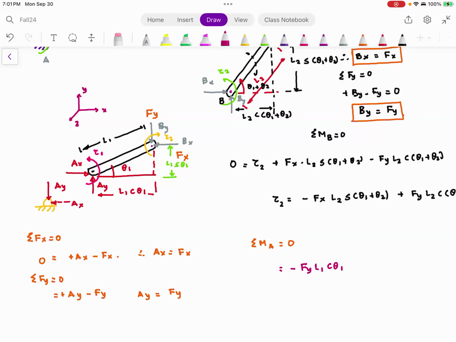And now the other one is Fx, which is nothing but Bx. Curl your fingers. There's going to be Bx L1 sine theta 1. Because if you look at the horizontal force Bx, look at the direction in which it's giving the moment. Thumb is pointing towards you, which is in the positive Z direction. So it is positive. And then you have two torques, tau 1 and tau 2. If you look at those torques, curl your fingers in the direction of tau 1. Tau 1 is positive. And tau 2, curl your fingers in the direction of tau 2. Tau 2 is going to be negative. Minus tau 2.